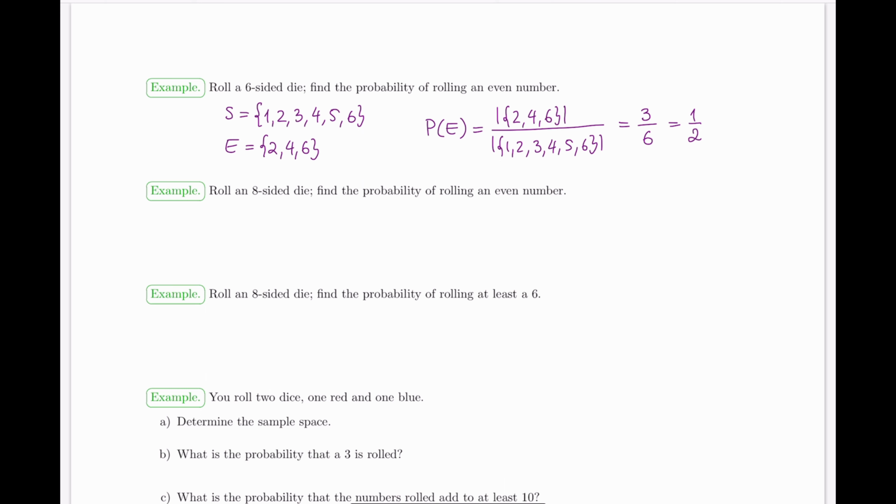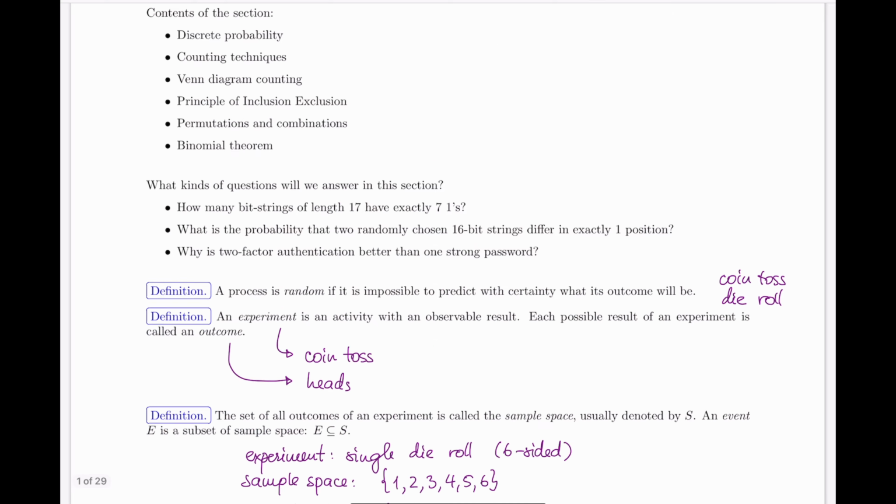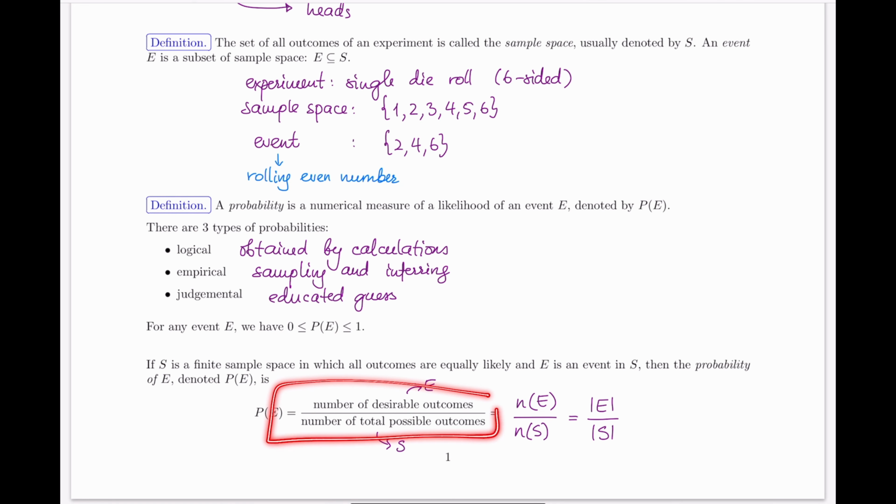Now notice that, let's go back to the previous page for a second and to this formula here. E being a subset of S means that the size of E will always be at most as big as S. So the number on the top will always be less than or equal to the number on the bottom. So this number here will be smaller or equal to the number on the bottom, which means, like in my example here, it's 1/2, or in my raw calculations, 3/6.